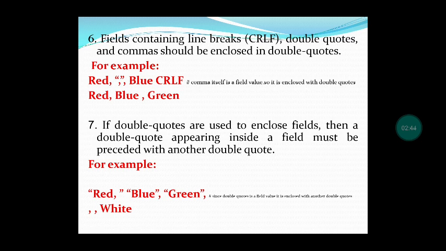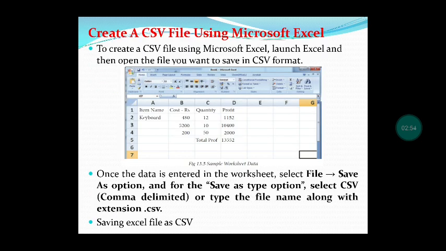I think you have understood the 7 rules for formatting the data in the CSV file. Next, we are going to create data in the CSV file. Here, we have already created data in a text editor, that is in Notepad. That output is coming like this. That is item name, keyboard, and 2 empty spaces there. After that, cost, rupees, quantity, profit, total profit, it has been coming.